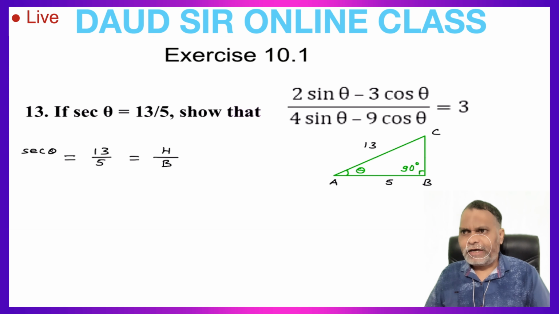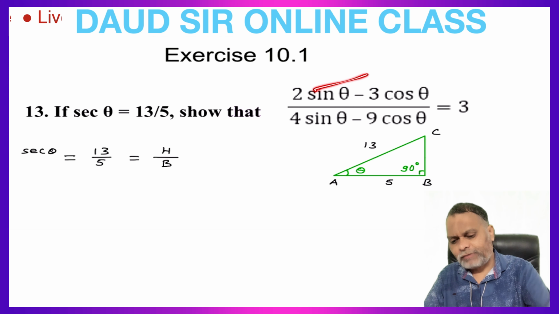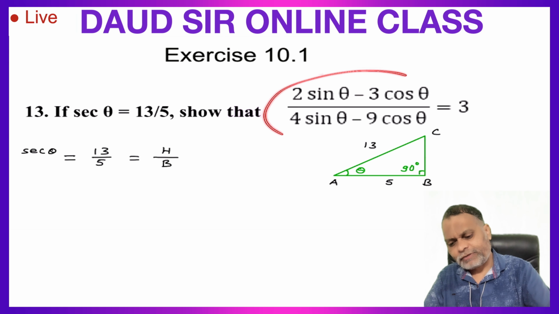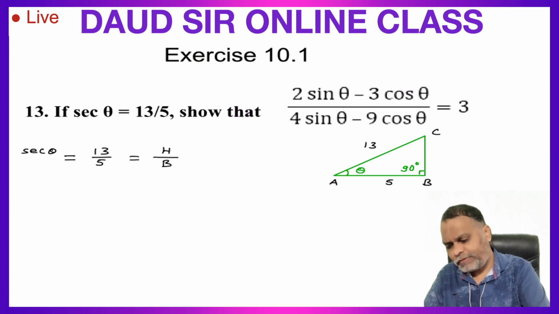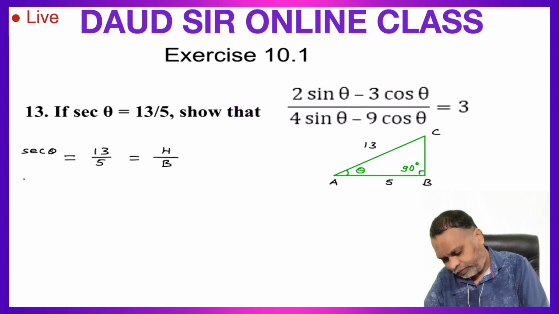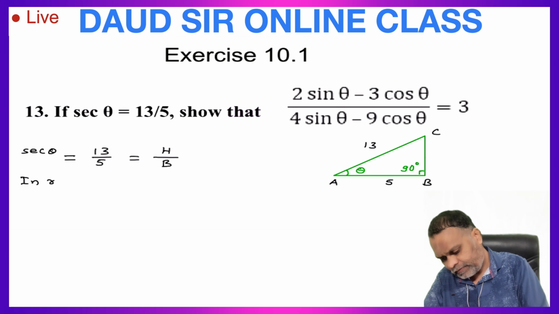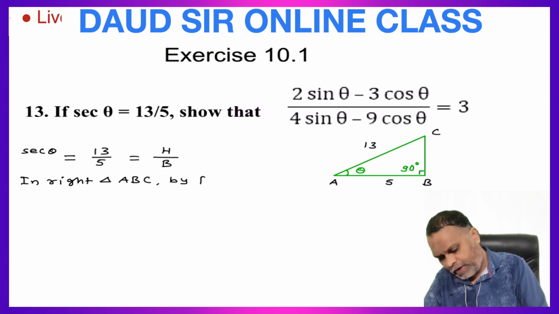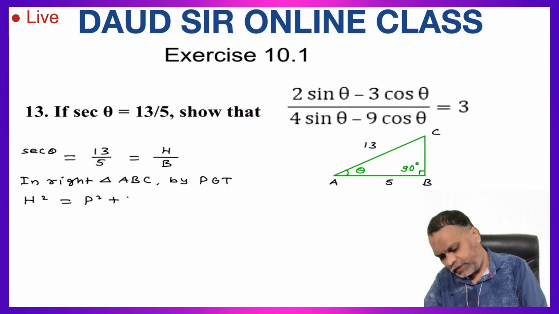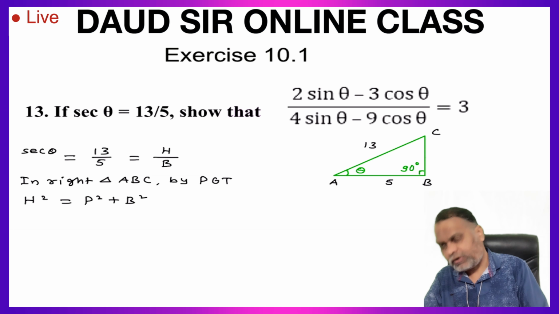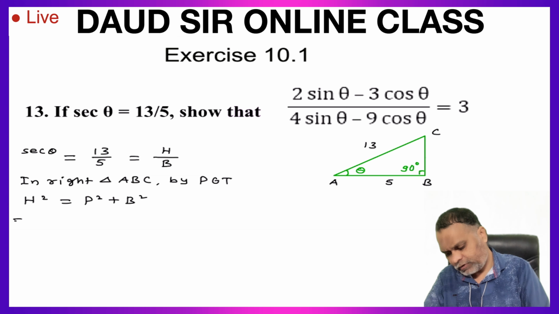First calculate this third side, then we can calculate the value of sin theta and cos theta, and we can substitute in the left hand side for the right hand side. So in right triangle ABC, by Pythagoras theorem, h square is equal to p square plus b square, or b square plus p square. Substitute the values here.